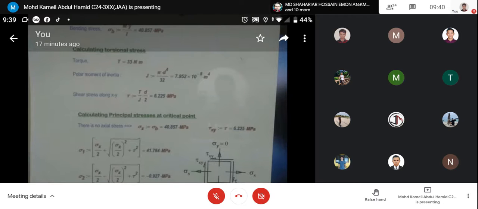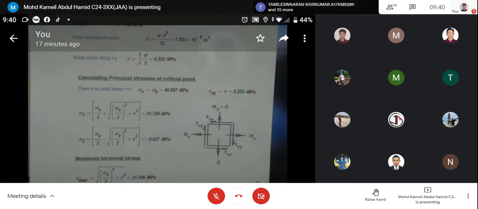Sigma bending will be considered as your sigma x, the stress along the x. So sigma x is 40.857 and tau xy is 6.225.